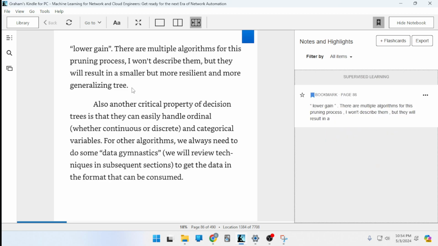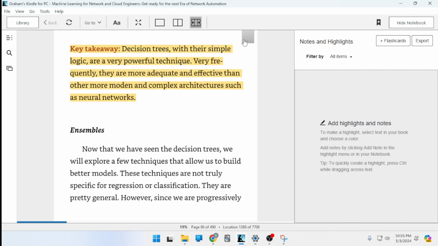Also, another critical property of decision trees is that they can easily handle ordinal, whether continuous or discrete, and categorical variables. For other algorithms, we always need to do some data gymnastics. We will review techniques in subsequent sections to get the data in the format that can be consumed.